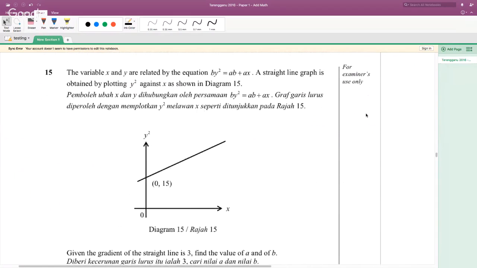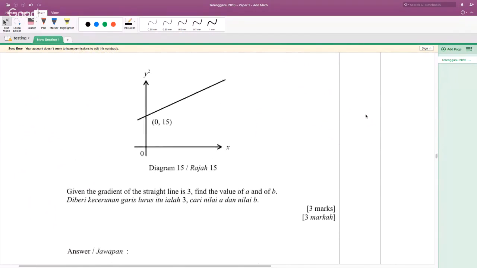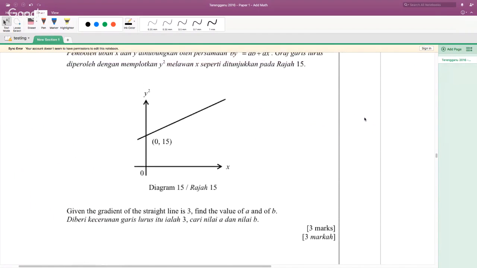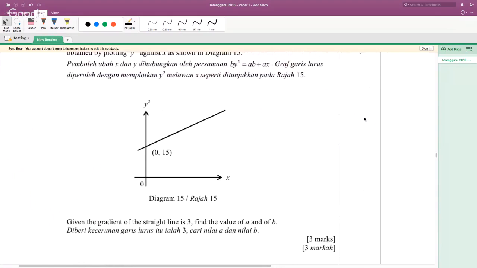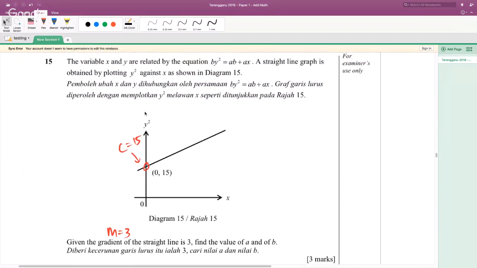Okay, the variables x and y are related by the equation by squared equals ab plus ax. So a straight line graph is obtained by plotting y squared against x. Given that the gradient of the line is 3, the question tells you m equals 3. The purpose of this coordinate is to tell you c equals 15. All right, so it's not too bad. In fact, it's quite easy.